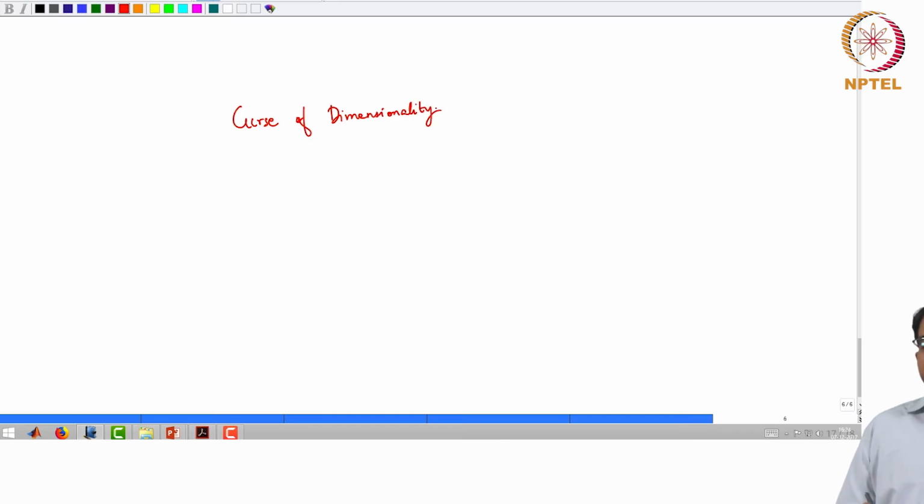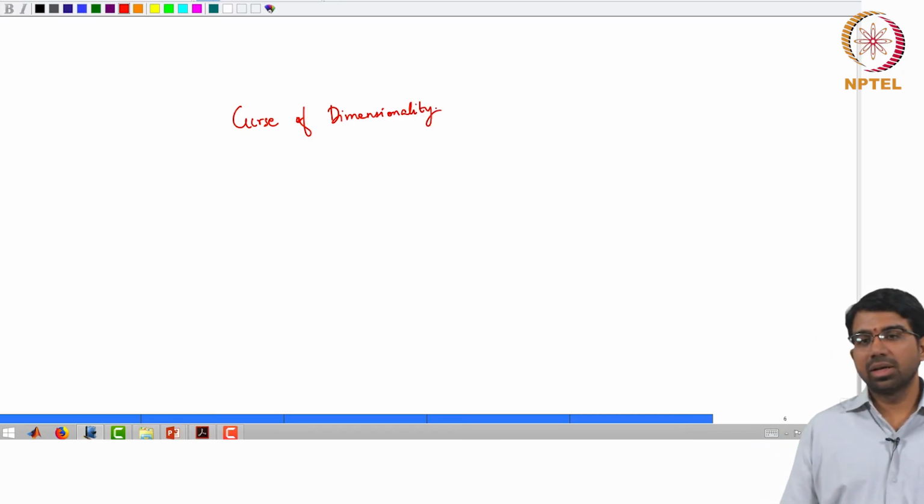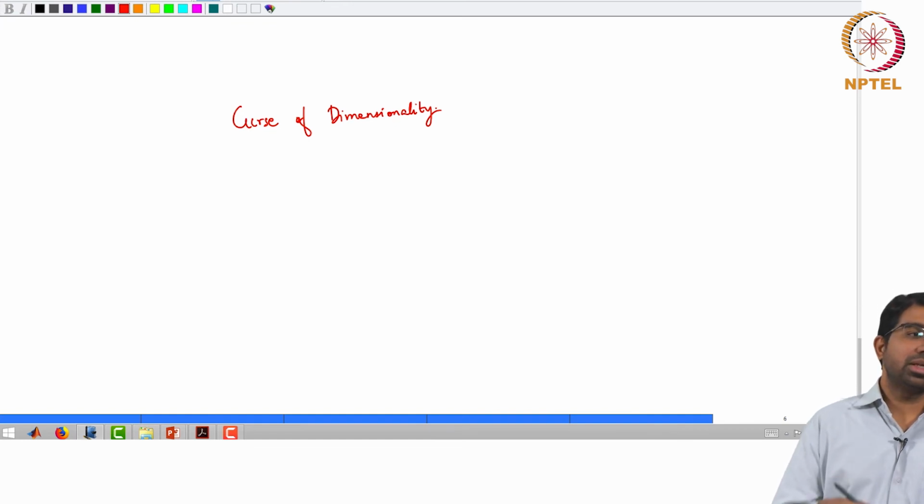What is the curse of dimensionality? It basically tells you that there is an inherent problem in very high dimensional spaces.